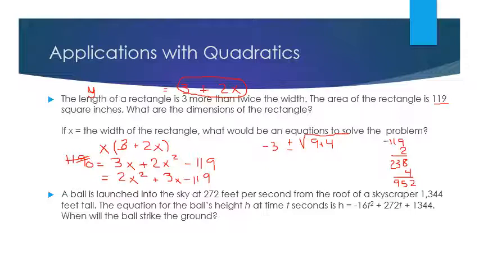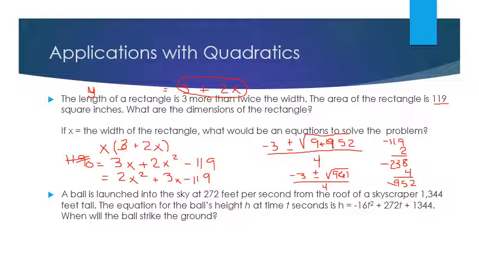4ac, this was negative 19, so this is negative 238, so this is negative 952, so it's going to be plus 952, and that is going to be over 2a, which is 2 times 2, which is 4. 9 plus 952 is 961, so negative 3 plus or minus the square root of 961 over 4.